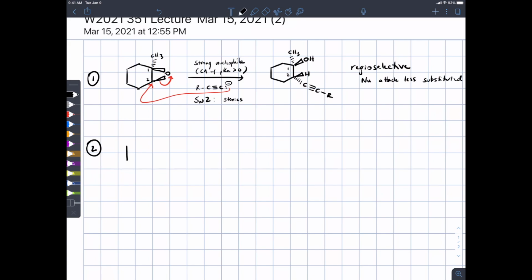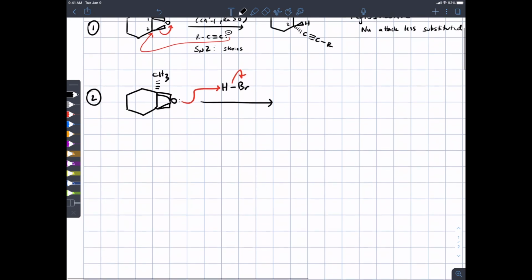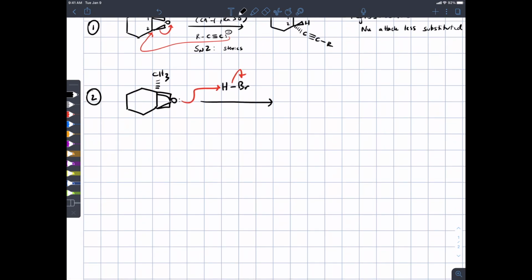In contrast, if we take the same epoxide and open it up under acidic conditions, and I think the example we may have used was HBr, the first thing that happens is the oxygen gets protonated. That's lone pair electrons on the oxygen attacking the hydrogen bromine sigma star, and Br minus leaves. We get as an intermediate a protonated oxonium ion.